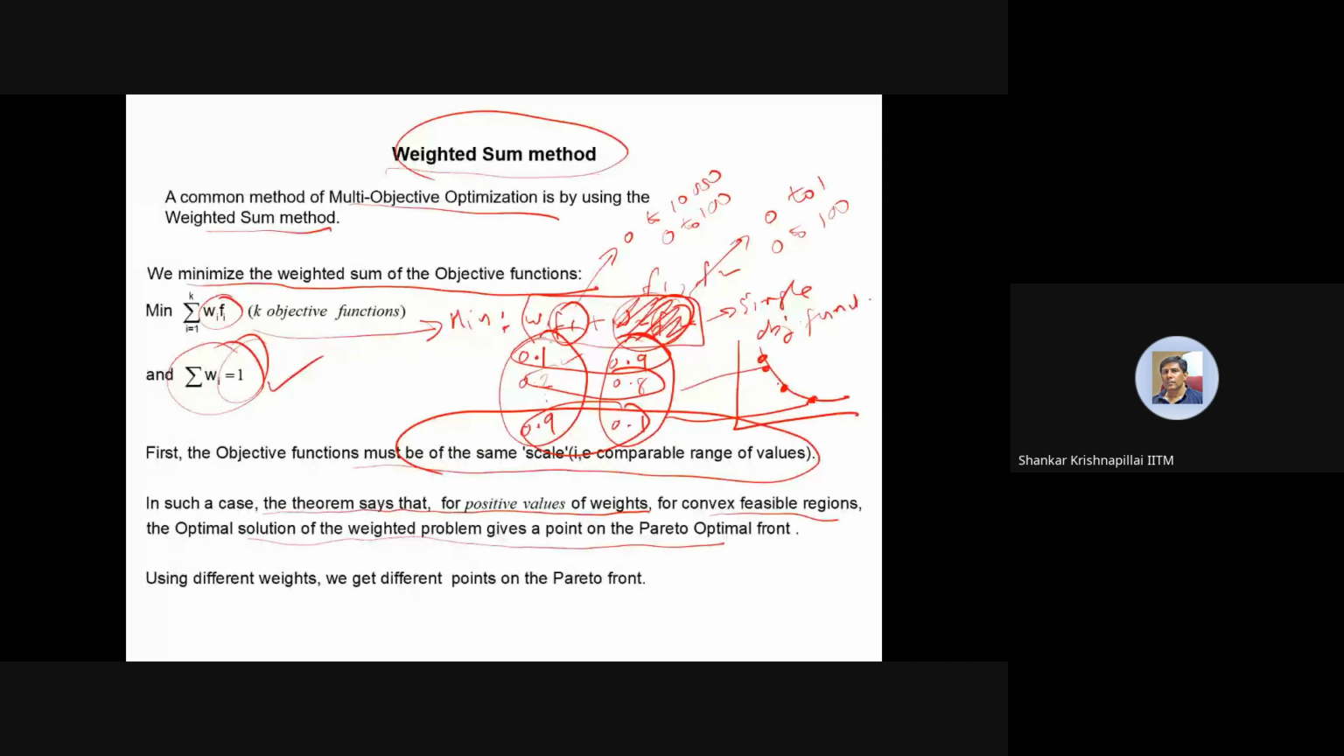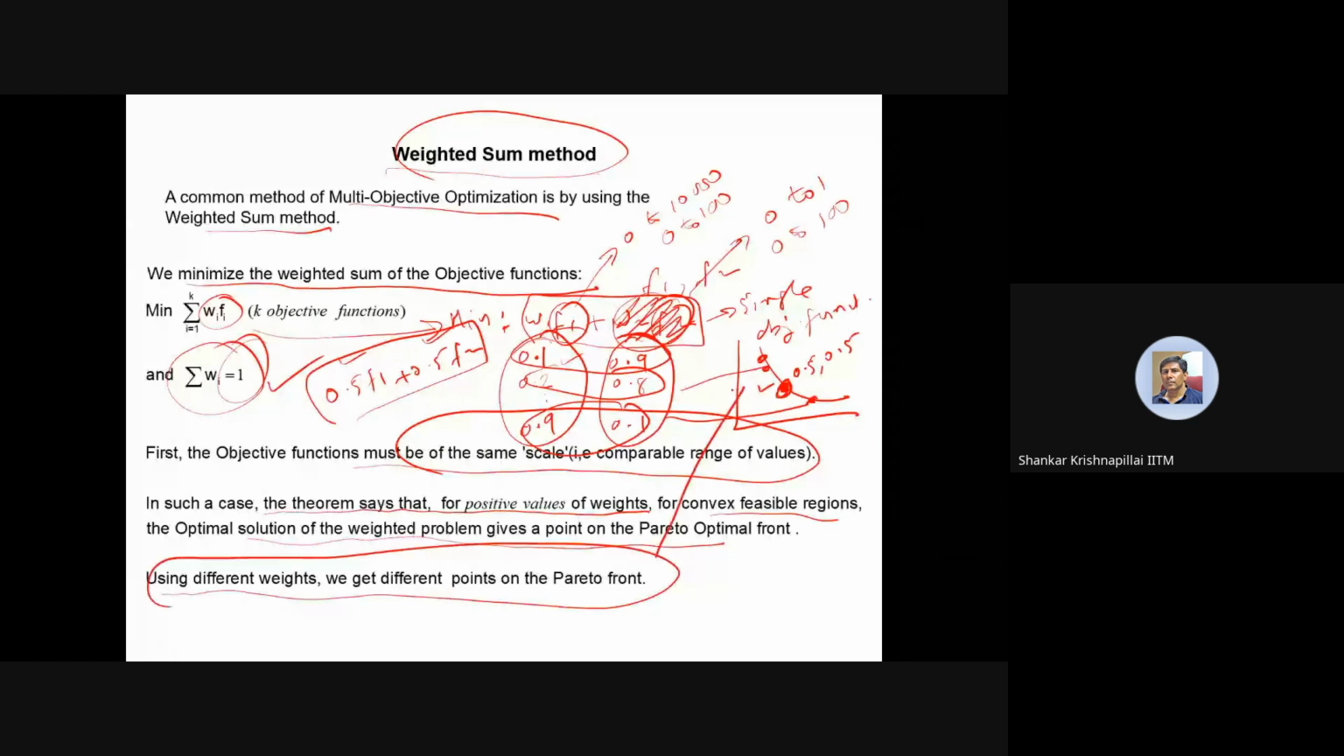If you put 0.5 into f1 plus 0.5 into f2 and minimize the objective function, and if the optimization problem is a convex problem, then you will get a point somewhere in the middle of the Pareto front and close to the utopia point. That is why most engineers will use these weights, 0.5, 0.5. Then by using different weights, we get different points on the Pareto front. That is what is shown here.